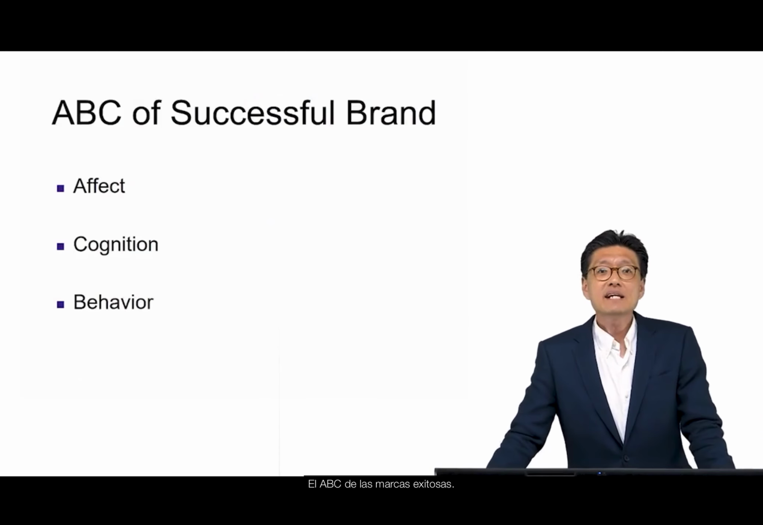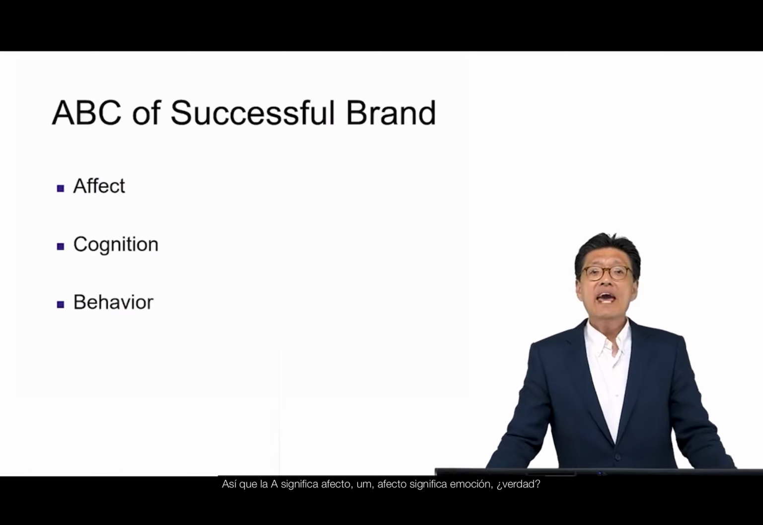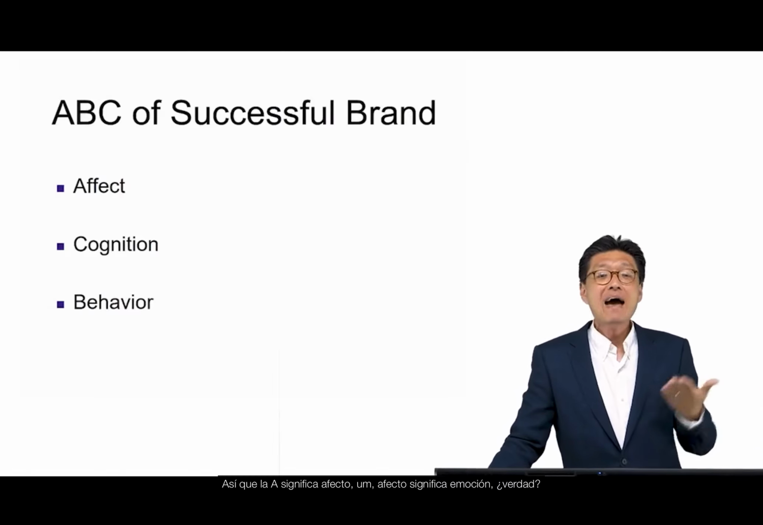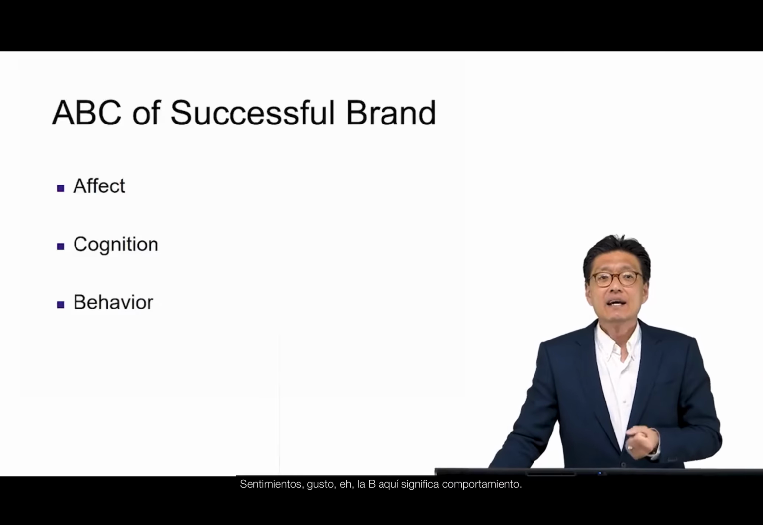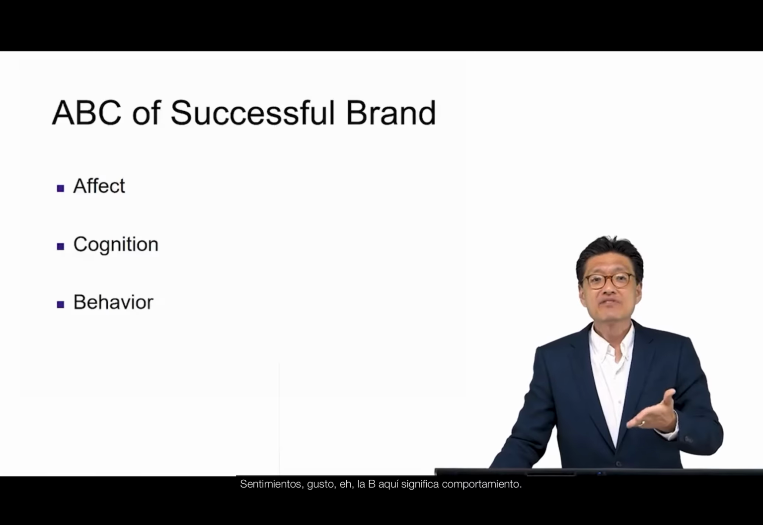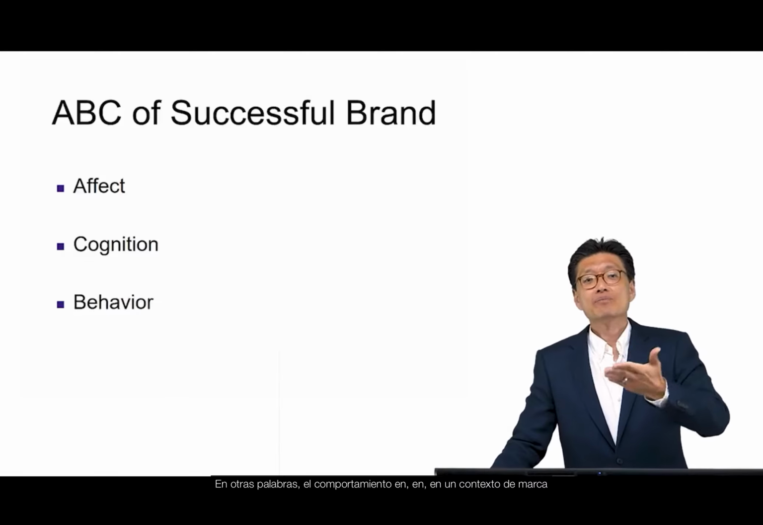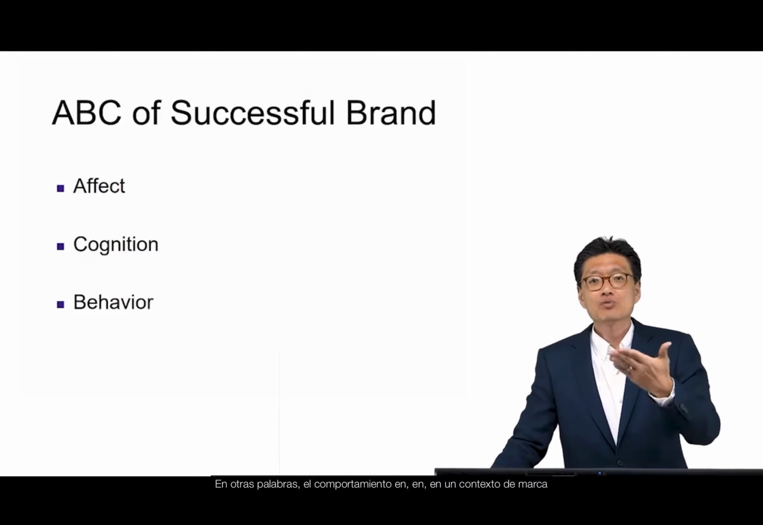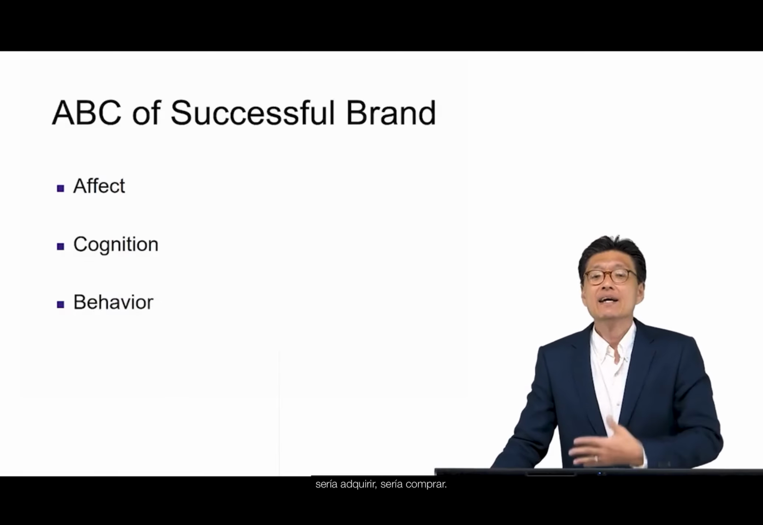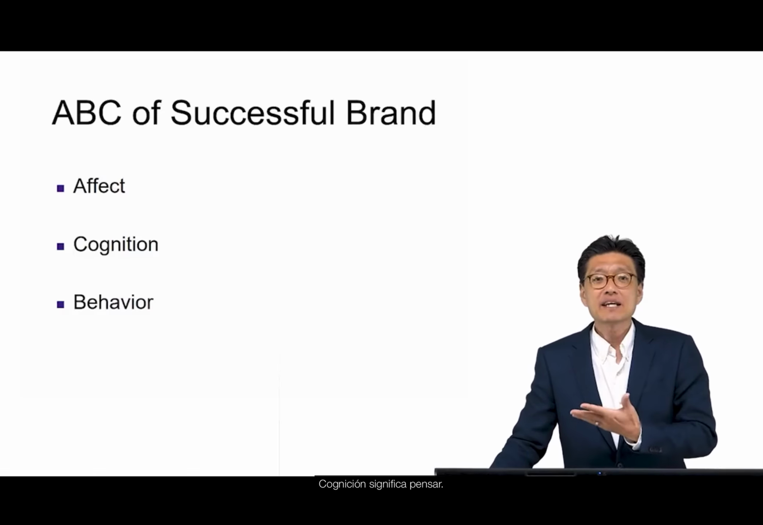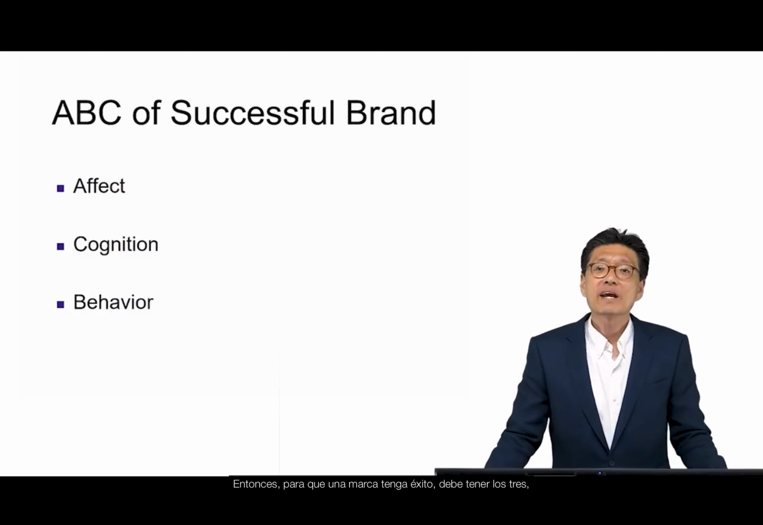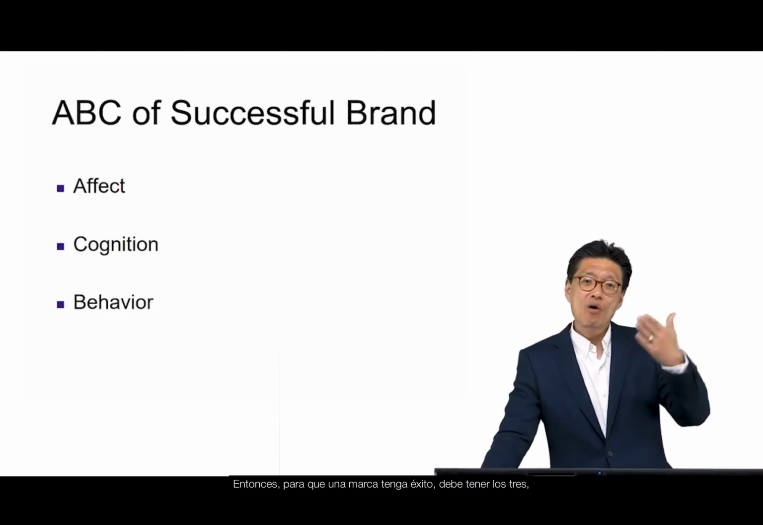The ABC of successful brands. The A stands for affect. Affect means emotion, right? Feelings, liking. The B stands for behavior. In other words, behavior in a brand context would be purchase, would be buying. Cognition is about thinking, right? Cognition means thinking. So in order for a brand to be successful, it needs to have all three, right?